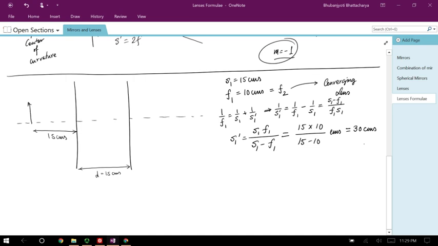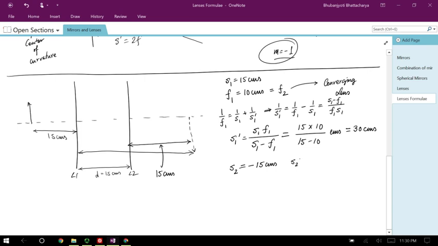Because S1 prime is 30 centimeters, counted from the first lens, it's 30 centimeters from the first lens. If it's 30 centimeters from the first lens, how far is it from the second lens? This is where the virtual object was formed, and this distance is going to be 15 centimeters. Now, what is S2? This is the virtual object, behind the second lens. This is the first lens, this is the second lens. So S2 must be a negative quantity. S2 is negative 15 centimeters.